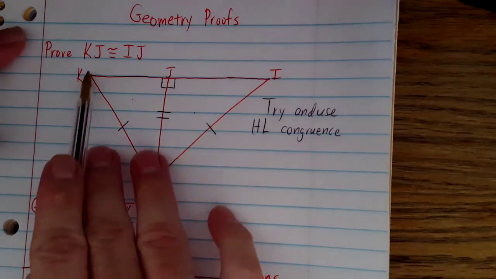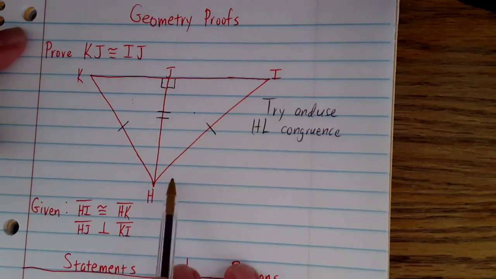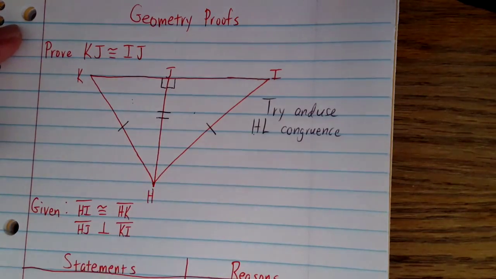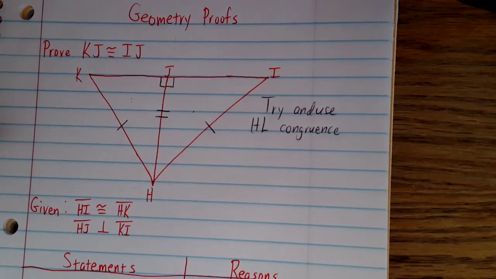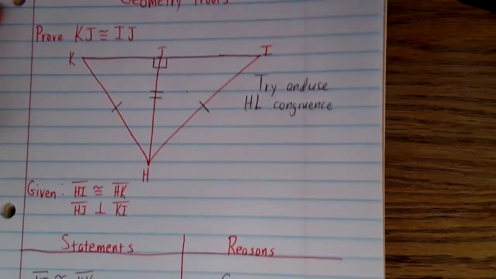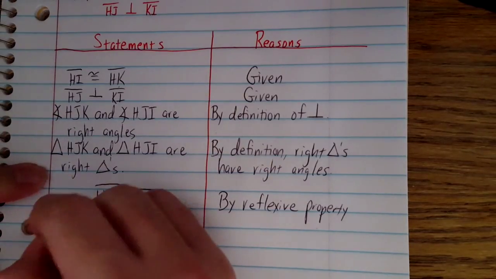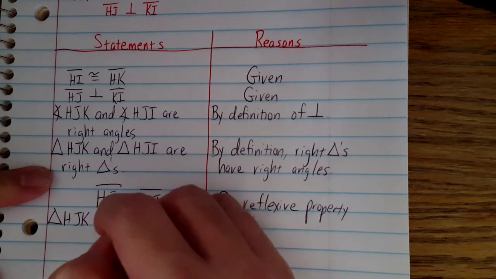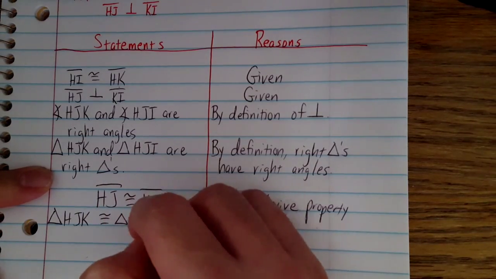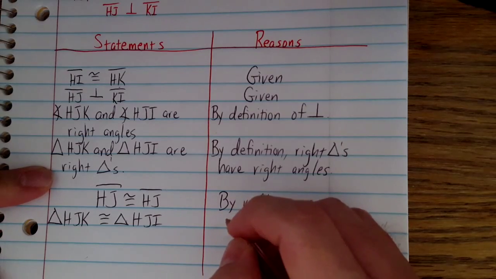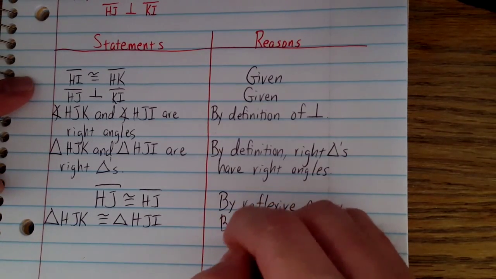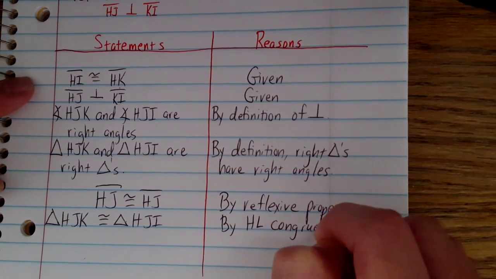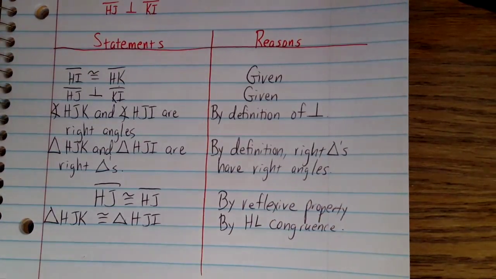So now that I have the hypotenuse and another hypotenuse congruent and a leg of this triangle and a leg of this triangle congruent, they have the hypotenuse leg satisfied. So I can go ahead and say that triangle HJK is congruent to triangle HJI. And what's the reason I can make that statement? By the HL congruence. So that's how I know these two triangles are congruent.